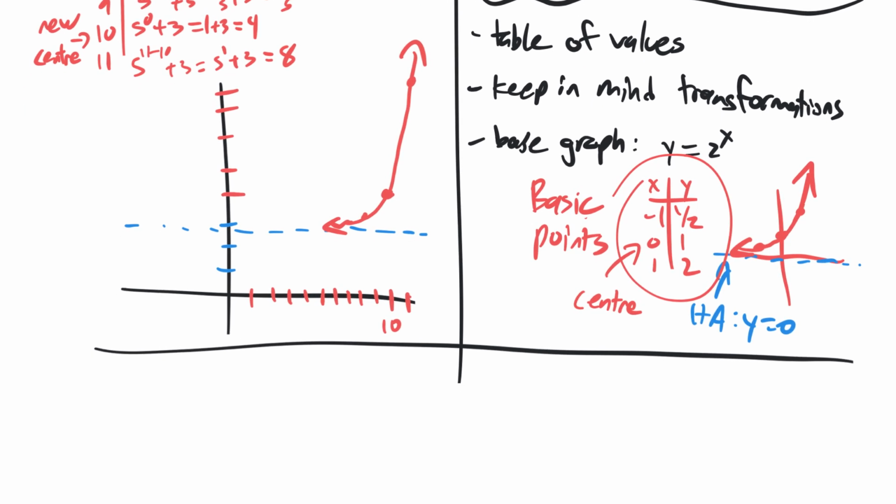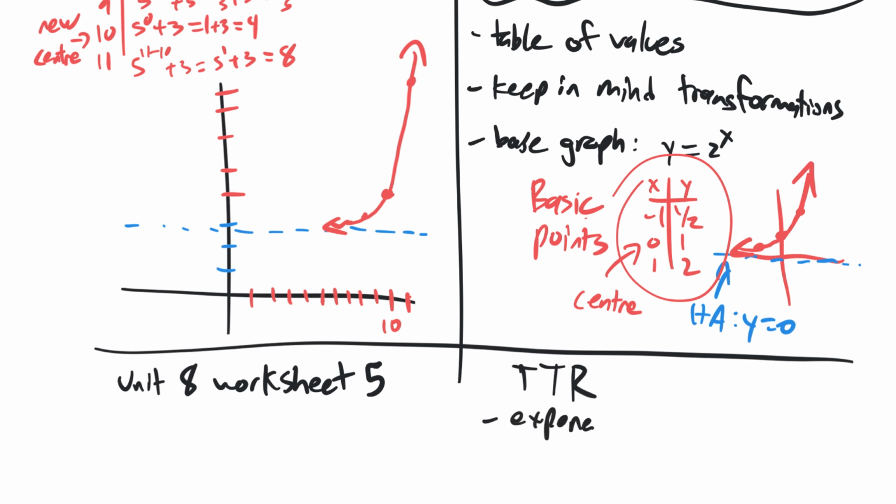All right. So you can go ahead and try one on Unit 8, Worksheet number 5. And then any things to remember. Again, some of the terminology we used was exponential growth and exponential decay.